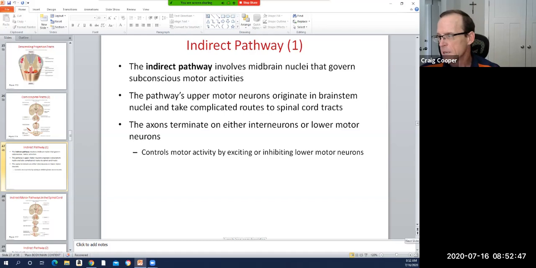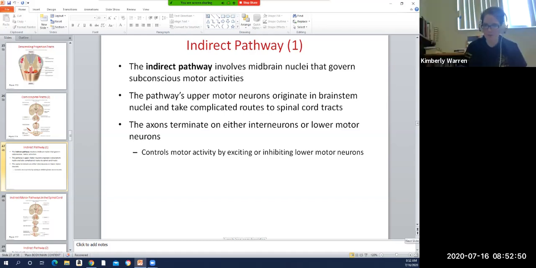So is that kind of like blinking or breathing? Like more often than not, you don't actually think about blinking or you don't actually think about breathing?